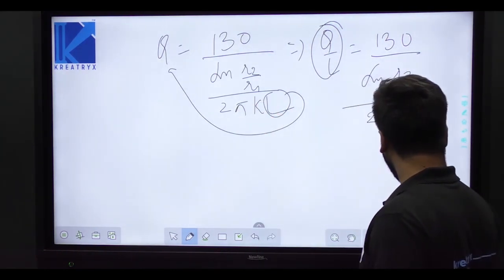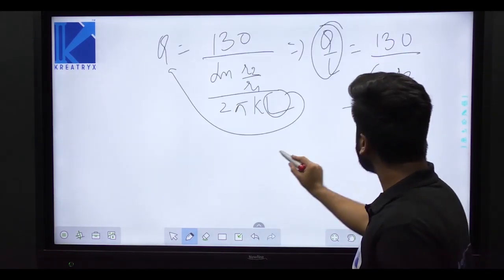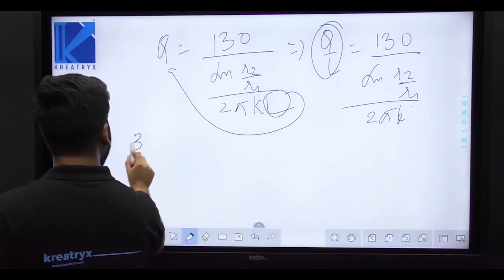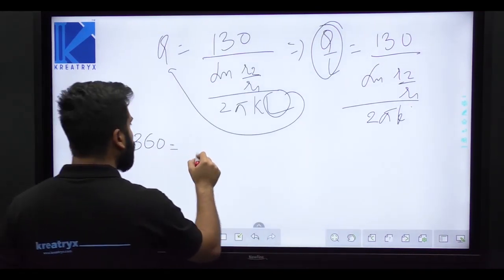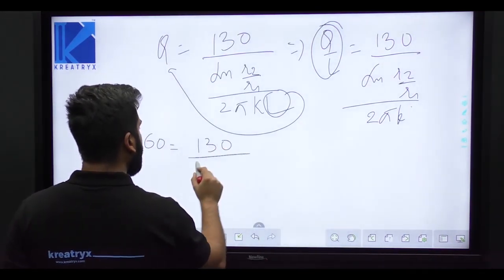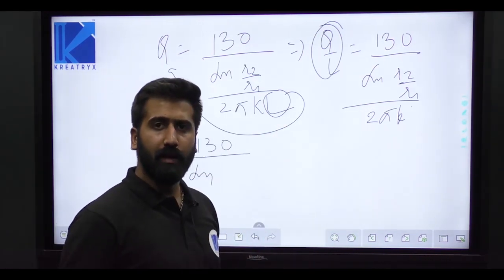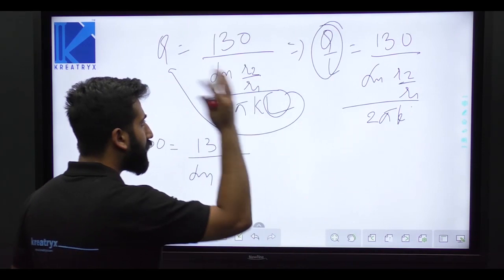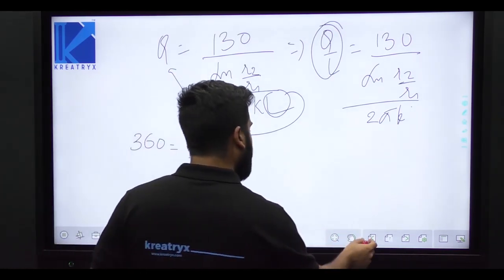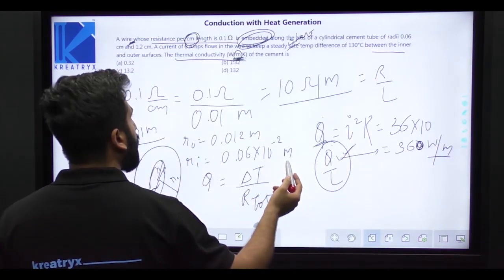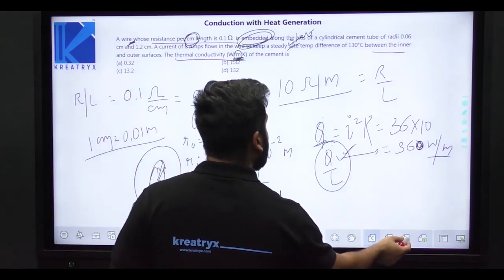So this value is 360. So 360 is equal to 130 upon ln R2 by R1. This is a ratio, so it doesn't matter whether you put R in centimeters or meters. Put R2 and R1 in centimeters only. R2 is 1.2 centimeter, R1 is 0.06 centimeter.